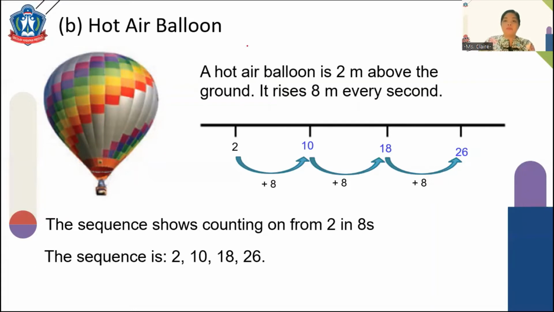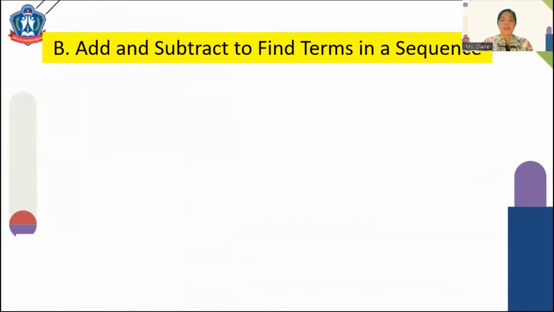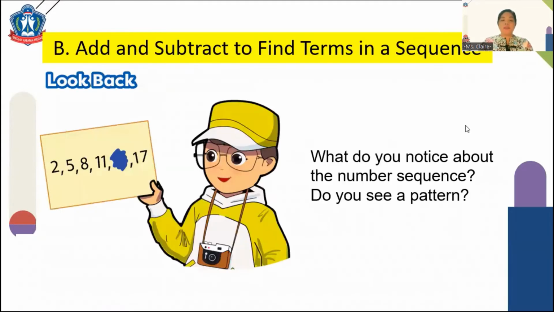Okay, P5. Let's study Lesson B, add and subtract to find terms in a sequence. Look at this picture. This is Ron. She's holding a card with numbers. What have you noticed about the number sequence?